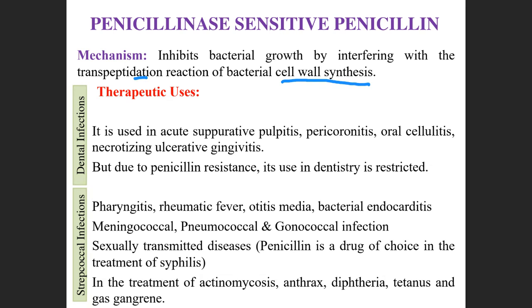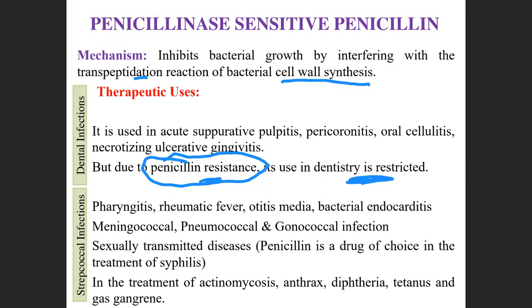It can be used in acute suppurative pulpitis, pericoronitis, oral cellulitis, and necrotizing gingivitis. But due to penicillin resistance, its use in dentistry is restricted, because bacteria can become resistant to penicillin easily. So penicillin is used very little in dentistry.